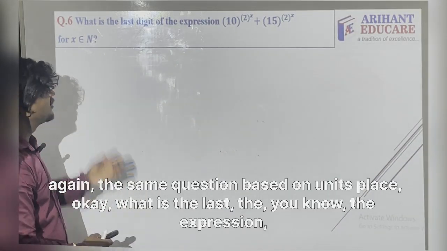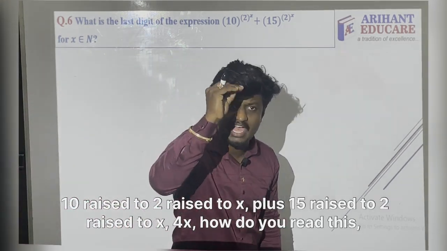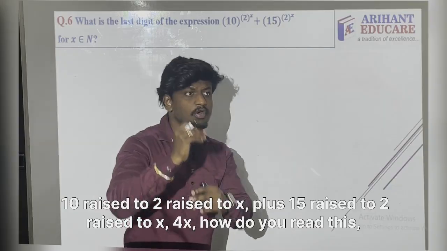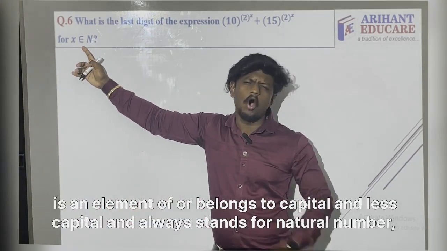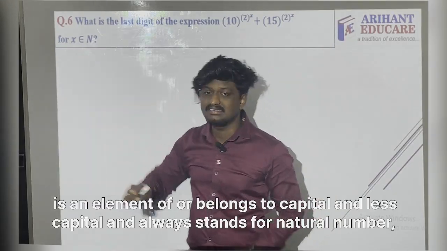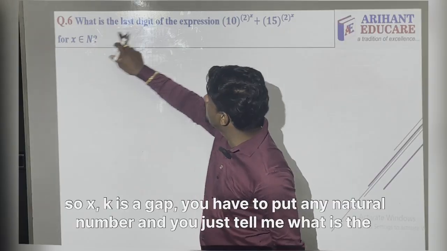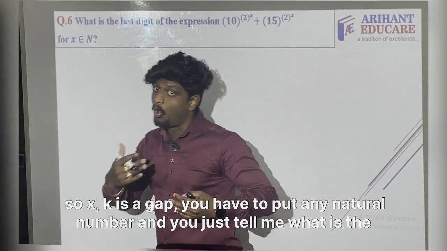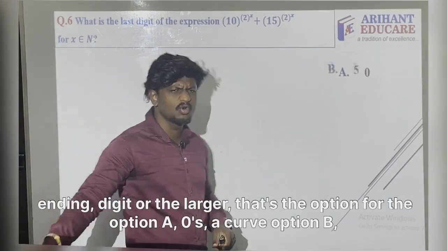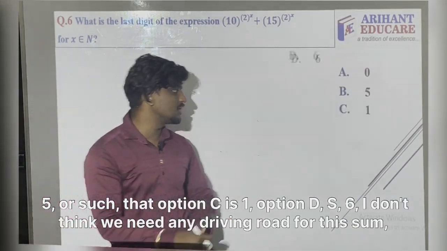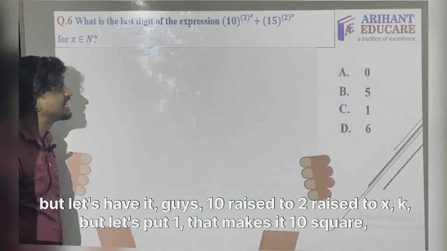Again the same question based on units place. Okay. What is the last digit of the expression 10 raised to 2 raised to x plus 15 raised to 2 raised to x, for x belongs to capital N? How do you read this? Is an element of or belongs to capital N. Guys, capital N always stands for natural numbers. ठीक है? तो x की जगह पे you have to put any natural number and you just tell me what is the ending digit or the last digit. Let's have the options फटाफट. Option A 0 हो सकता है, option B 5 हो सकता है, option C is 1 and option D is 6. I don't think we need any drawing board for this sum, but let's have it.